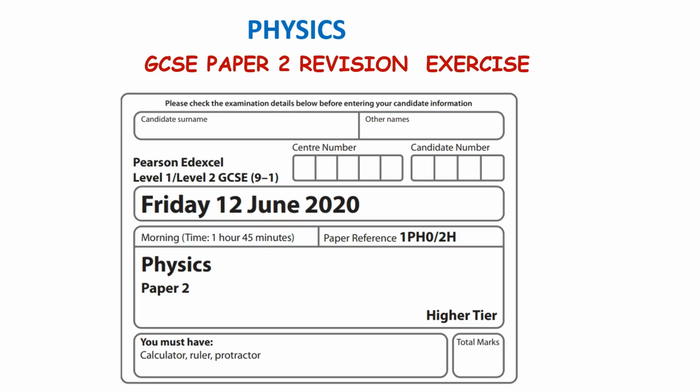Today we are going to be looking into GCSE Paper 2 Physics revision exercise. We are going to look at a series of questions that are found in Physics Paper 2.